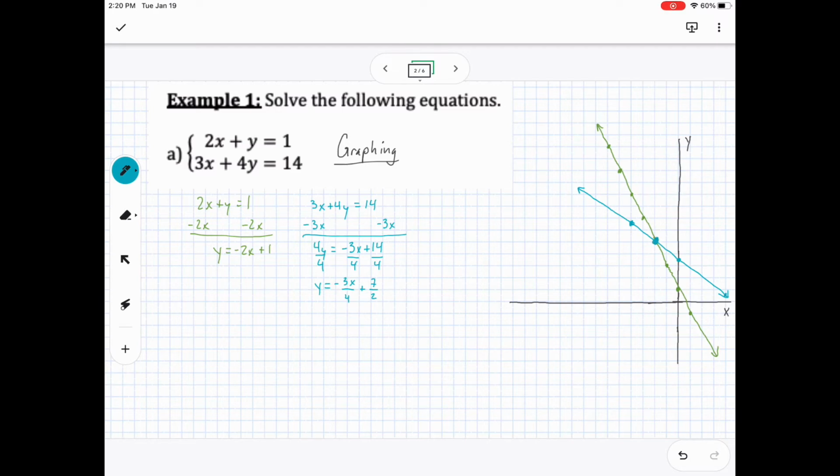If you plan on using graphing, you can use Desmos to help you out, or you can also use your graphing calculator to help you out as well. So you don't have to do this by hand if you don't like to.